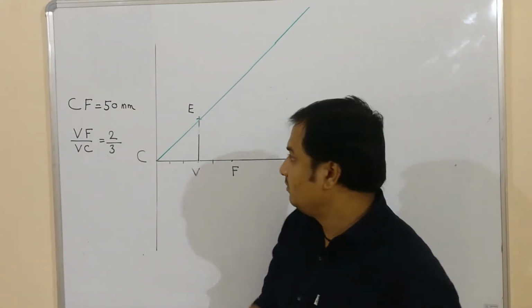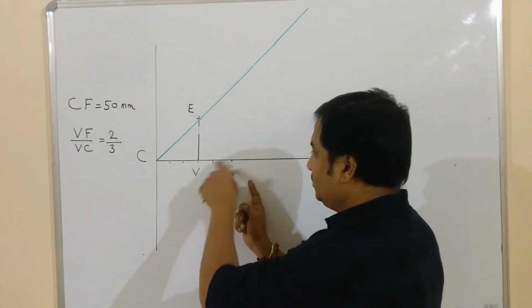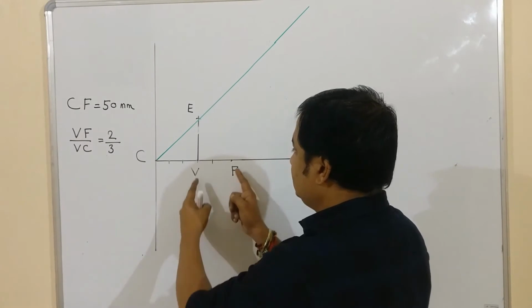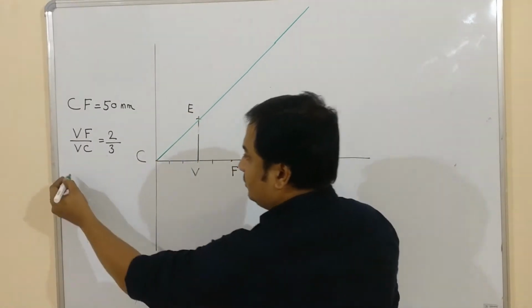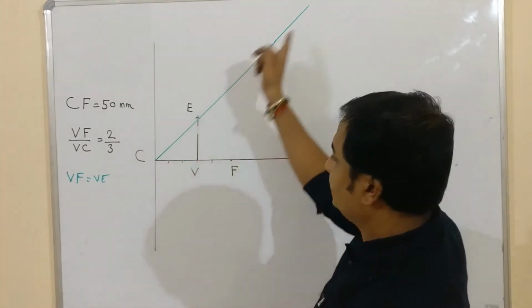What have we done till now? Directrix, focus, CF is 50 mm, vertex 2 units from the focus and 3 units from the directrix. Draw a vertical line such that VF is equal to VE. Join EC and extend the line.